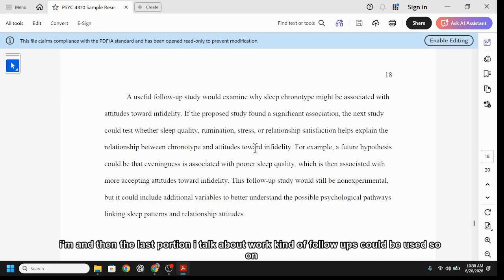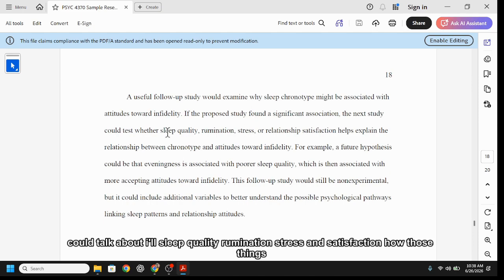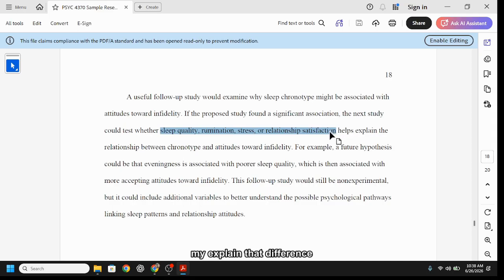And then the last portion, I talk about what kind of follow-ups could be used. So we could talk about how sleep quality, rumination, stress, and satisfaction, how those things might explain that difference. I could also say that future hypotheses might suggest that X, Y, and Z need to be looked at.